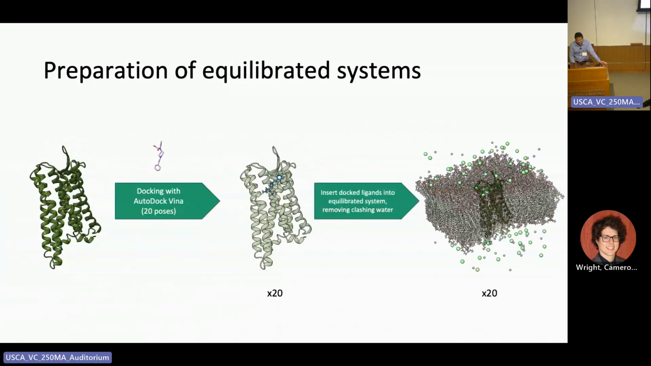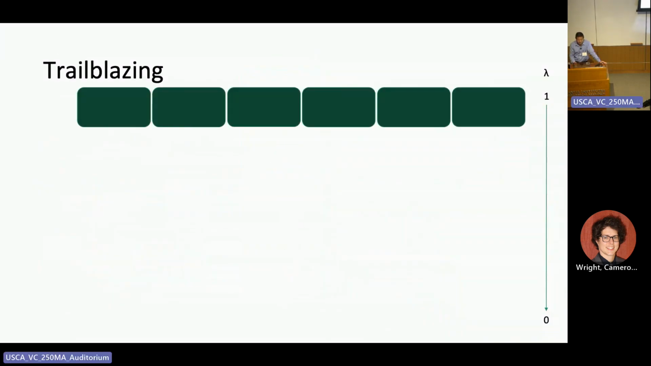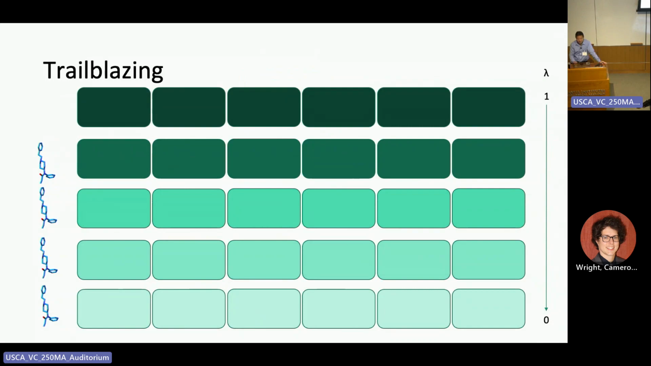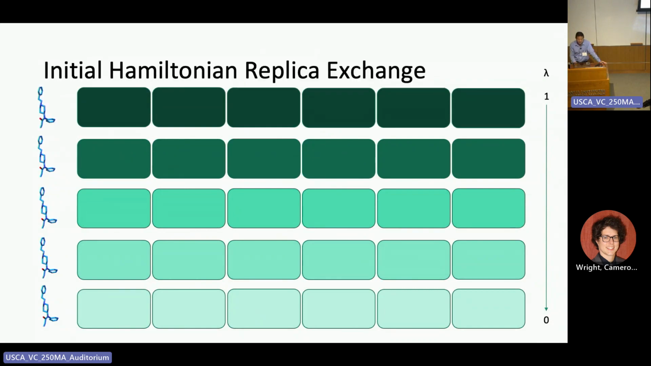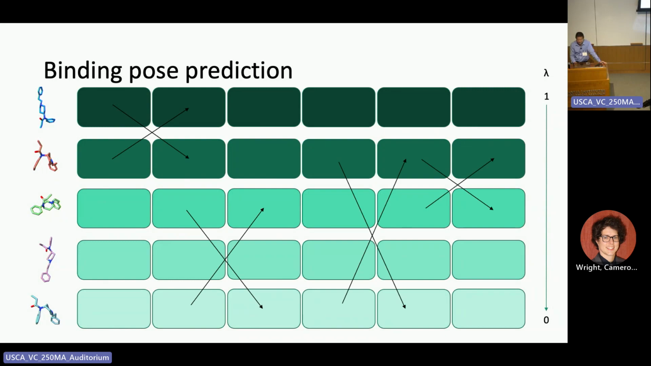I'll go quickly because I don't have a lot of time. We used John Chodera's lab's Yank code. We just wrapped it a little bit more. We first get the initial lambda schedule, initial replica exchange, and then we replace everything with the new poses, and then see how it swaps.